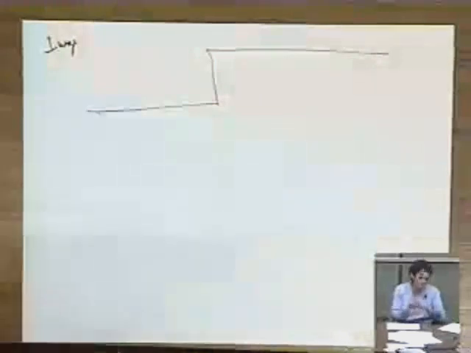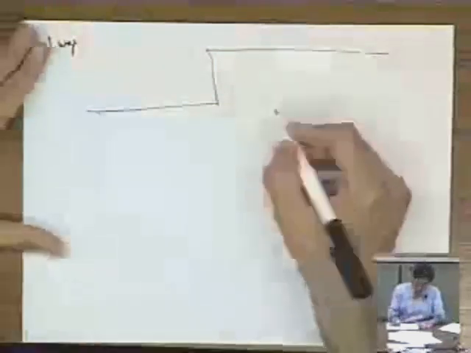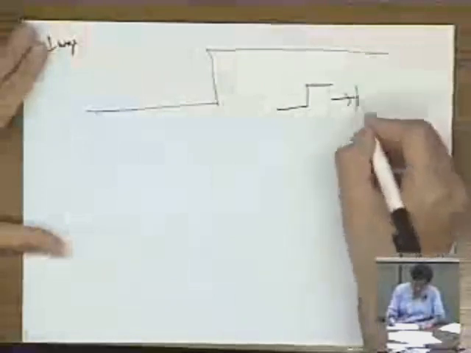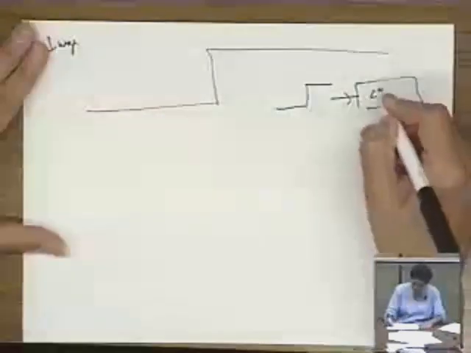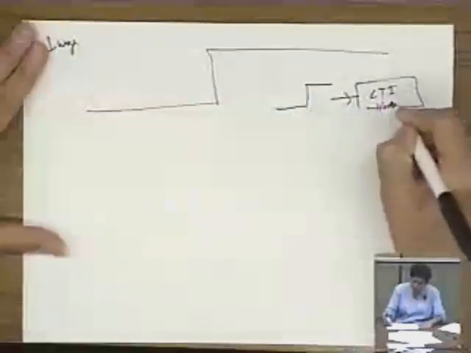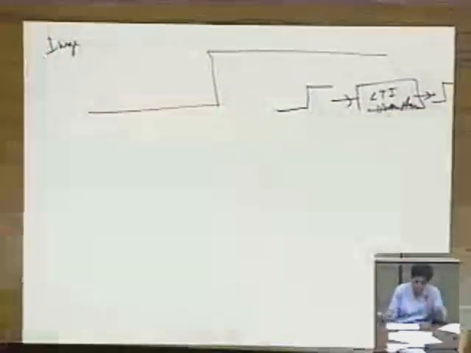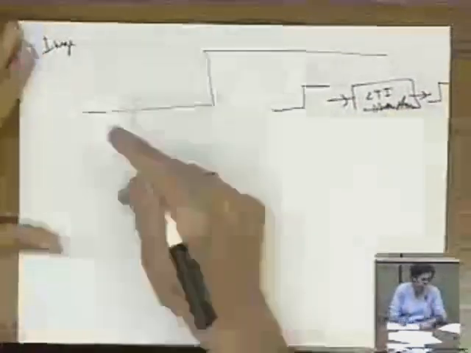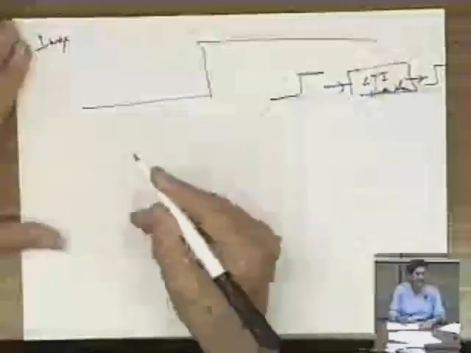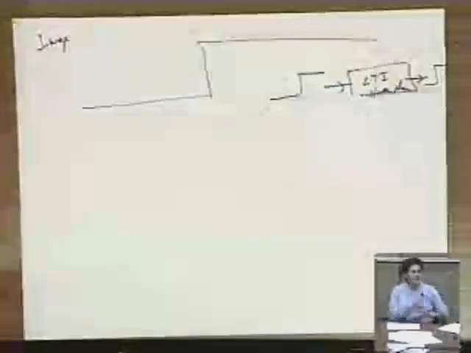And what you want to do in image processing, when you process an image, is you don't want the edges to get blurred. You want the edges to be preserved. And so we pass this edge type signal into an LTI system, and I'm going to argue that if it's linear phase, what comes out is also a nice looking edge.